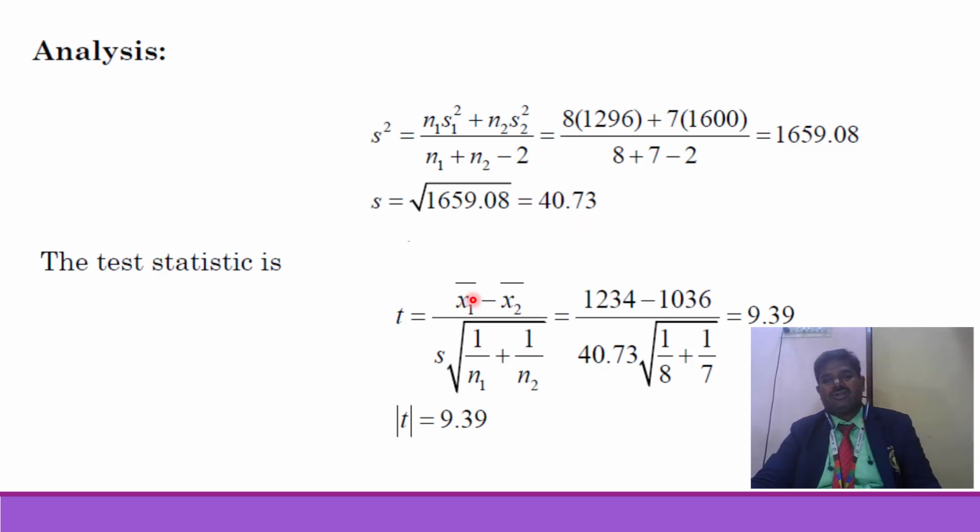Now we have x1 bar, x2 bar, capital S, n1, n2, so we know all the values. Now we apply the formula T is equal to x1 bar minus x2 bar divided by capital S into root of 1 by n1 plus 1 by n2. Substituting these values and simplifying, we get 9.39. Taking the absolute value, we have only the positive value, therefore 9.39.